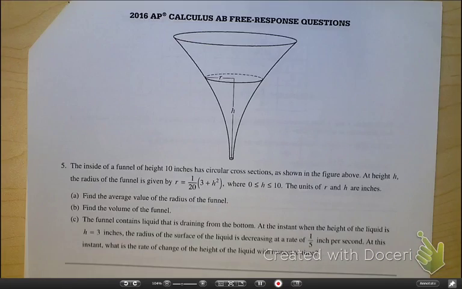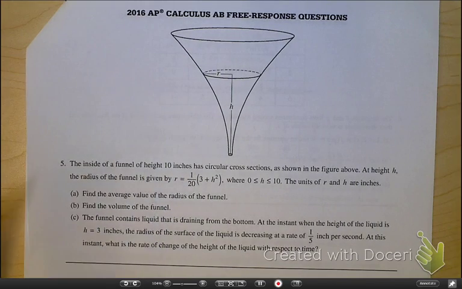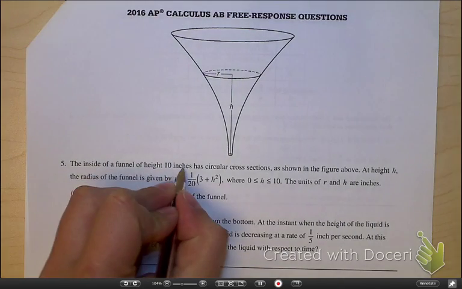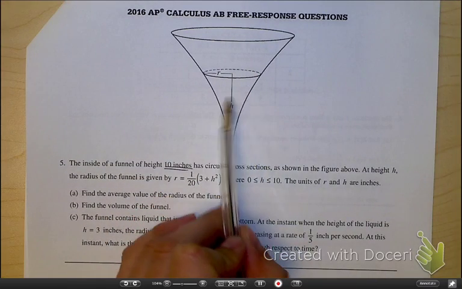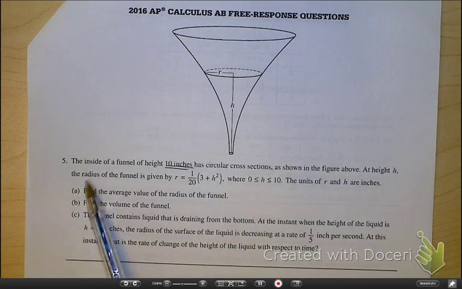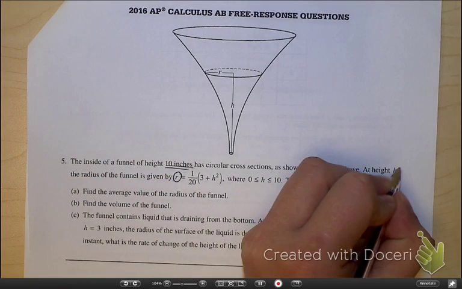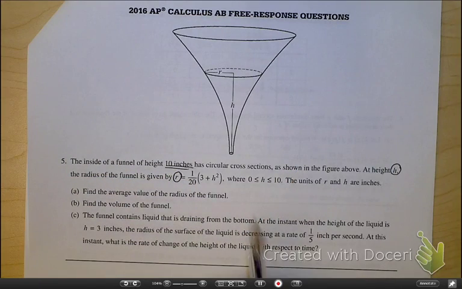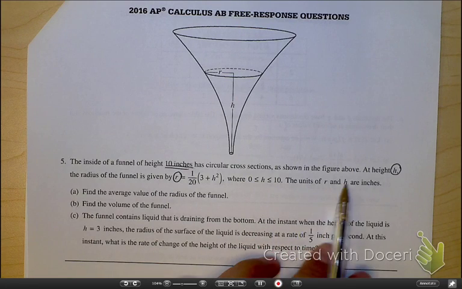We can answer a few pieces of this one, which is 2016 number 5, also a non-calculator question. It says the inside of a funnel of height 10 inches has a circular cross-section. That just means that as it goes down, you get circles the entire time. As shown in the figure above, at height h, the radius of the funnel is given by this function, r equals, and then it gives you that function, where the height of the funnel again is 10 inches. It says the units of r and h are in inches.